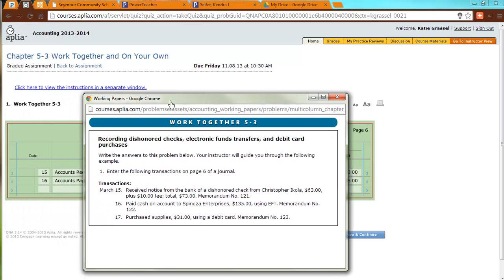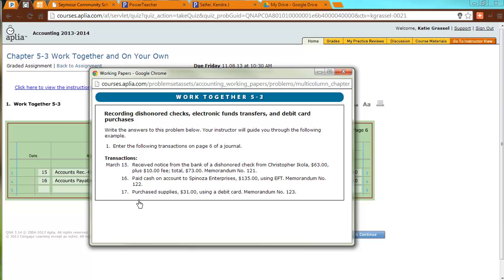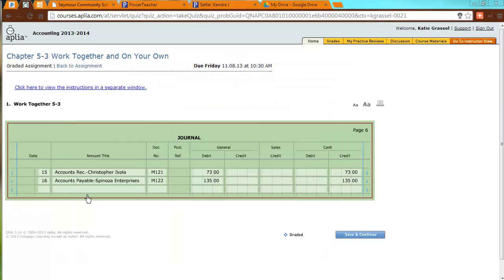Ready for the last one? It's really hard. The 17th, purchase supplies $31 using a debit card, memorandum 123. What is a debit card just like? A check, except it has a different source document.